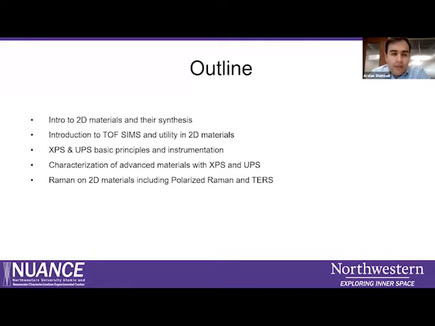So it has become a very important perspective to know which characterization tools you can use. I'll be discussing DOF-SIMS and then XPS later down the road. And then some of the advanced material characterization techniques using XPS and UPS. And lastly, I'll be discussing a little bit about Raman. Of course, we do have polarized Raman techniques, and recently we'll be getting a new setup of TERS, so I'll be giving a little glimpse of that technique as well.